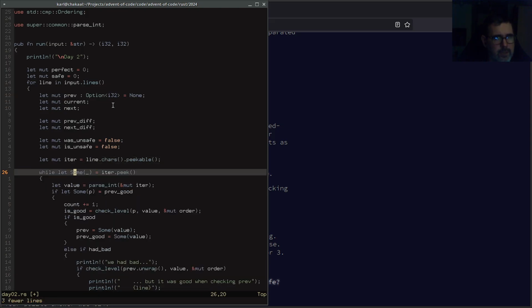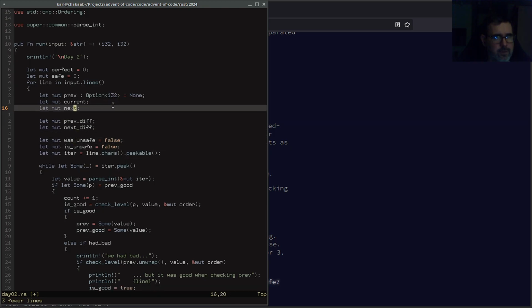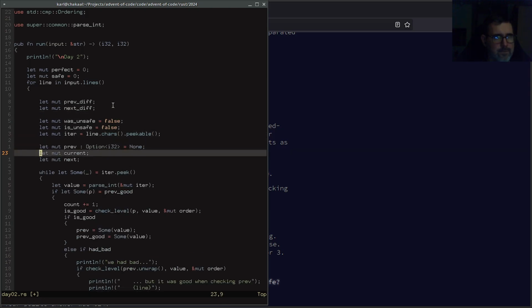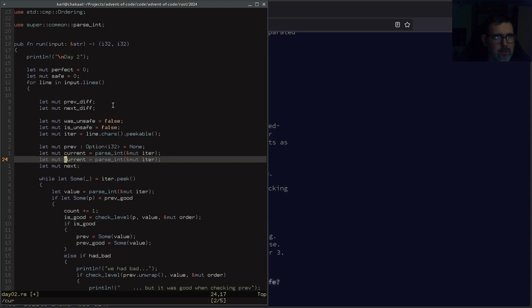So now we want to get our iterator. And actually, we'll start there, I guess. Let's bump these down here because I think what I want to do is, presumably we need to have at least two inputs. So let's parse our first int. I need to make that mutable.